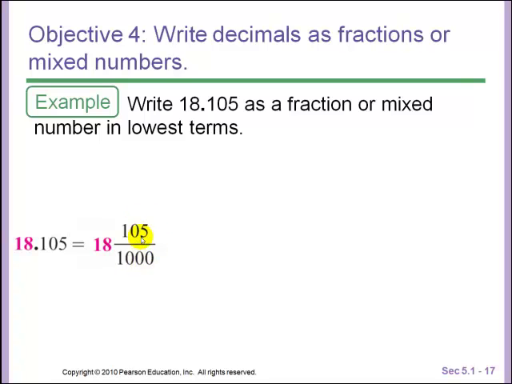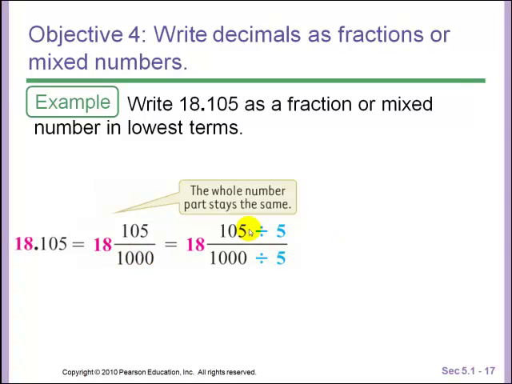Both the numerator and denominator can be divided by 5. Notice when you're simplifying, you're only simplifying the fraction. You are not simplifying the whole number. The 18 stays the same. 105 divided by 5 is 21. 1,000 divided by 5 is 200. Double check again to make sure you can't divide any more by 2 or 5. We cannot, so this is in lowest terms. 18 and 21 over 200.